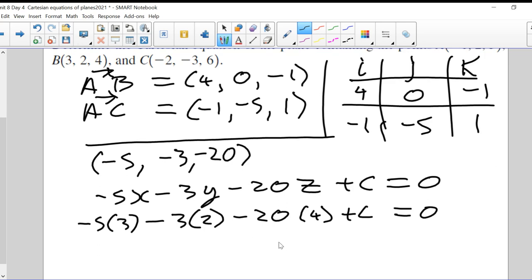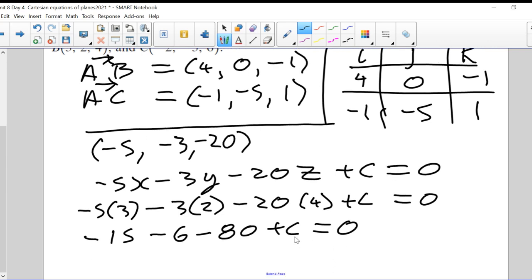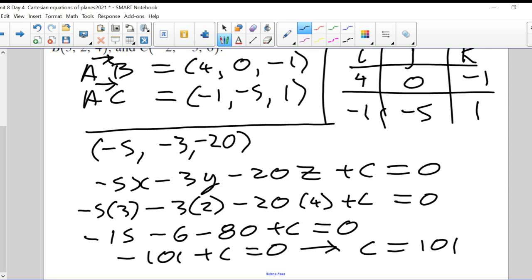Okay, good. So I'm getting minus 15, minus 6, minus 80, plus C equals 0. So this looks like it is minus 101 plus C equals 0. All right. Again, check that for yourself. Okay. We don't want a repeat of yesterday. So therefore, that means that C is equal to 101.